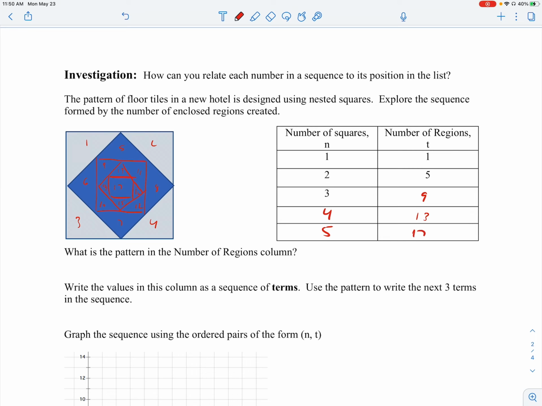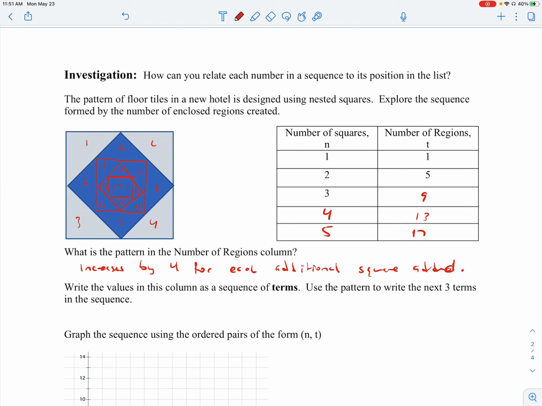So what is the pattern in the number of regions column? Well, we can see we're going up by 4 each time. So we'll say it increases by 4 for each additional square added. Every time we add a square, we create 4 new enclosed regions.